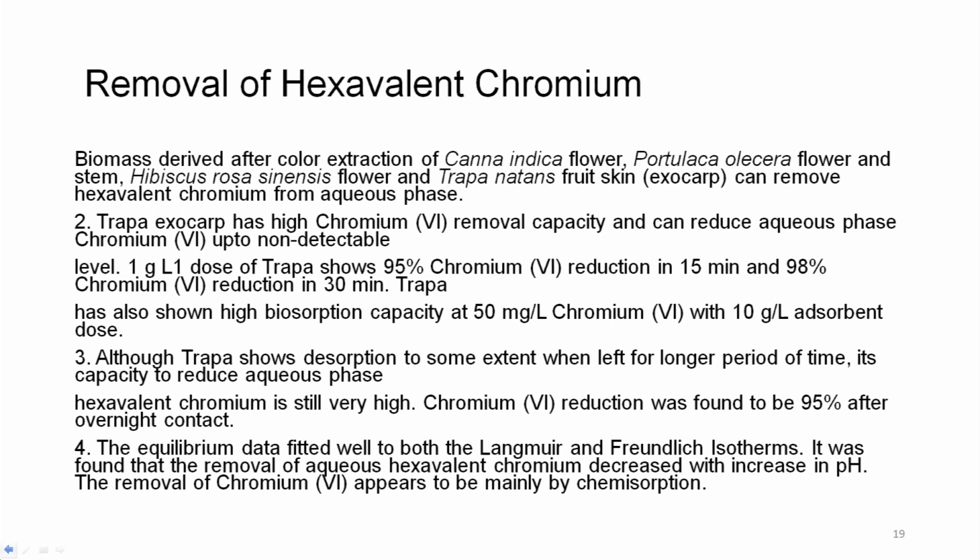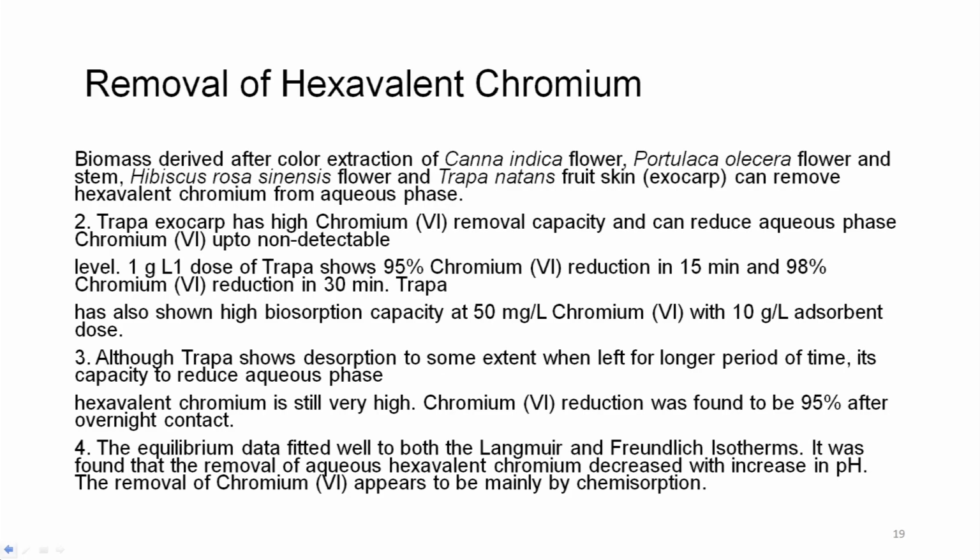The equilibrium data fitted well to both the Langmuir and the Freundlich isotherm. It was found that the removal of aqueous hexavalent chromium decreased with increase in pH. The removal of chrom 6 appears to be mainly by chemisorption.